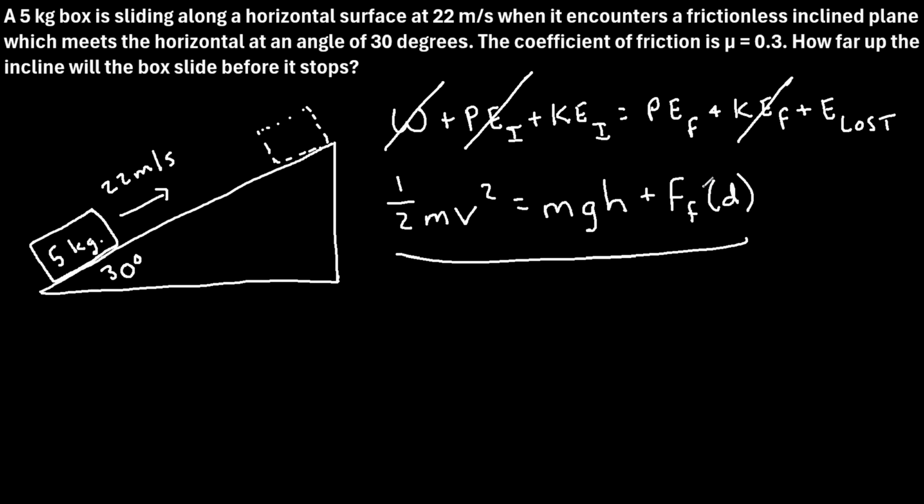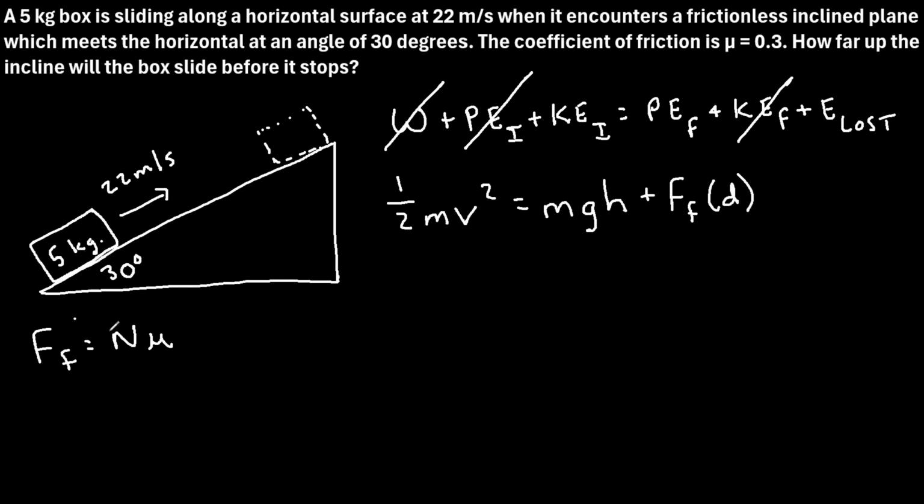Now, one thing that we currently don't know is, what is this force of friction right here? So let's write that down here. The force of friction is simply equal to the normal force acting on the block times the coefficient of friction. So we know the coefficient of friction, we're told that's 0.3, but what is the normal force on the block?